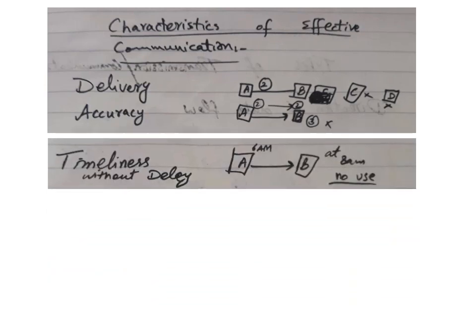And the next one is timeliness. It means without delay. System A wants to send a message to system B. If system A sends a message at 6 a.m., but unfortunately system B gets that message at 8 a.m., that will be useless.